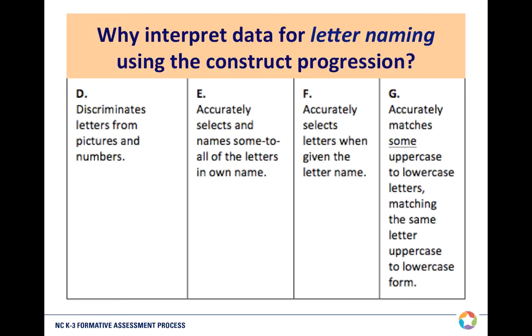This is just a piece of the construct progression. The full progressions are also on that Guilford specific page of the regional wiki, but this just gives you an idea. Suppose that on your checklist, you notice that you have a student or several students that can accurately select and name some to all of the letters in their own name. So you have that data and you've got it on your checklist. And so what are your next steps?